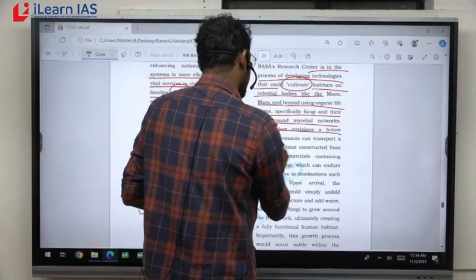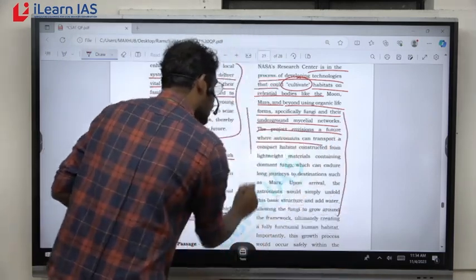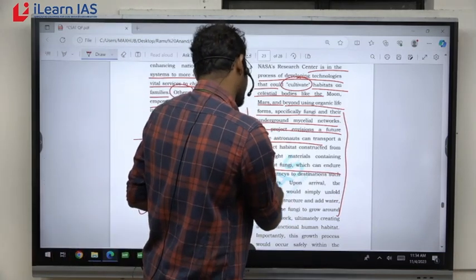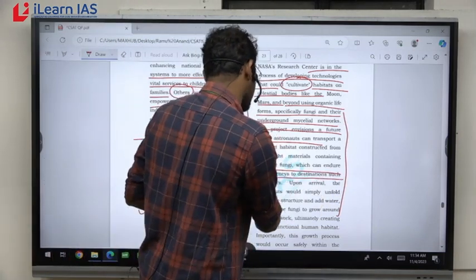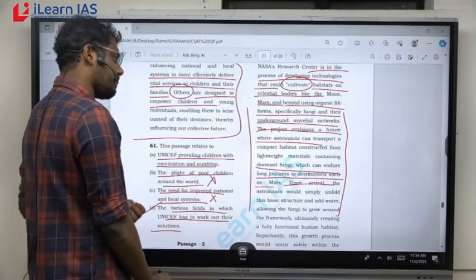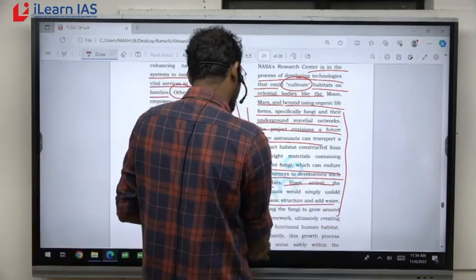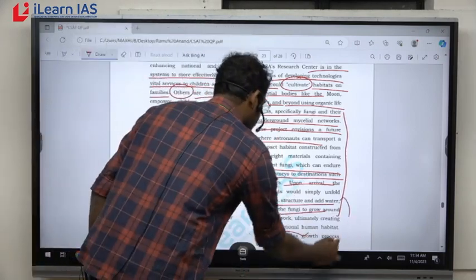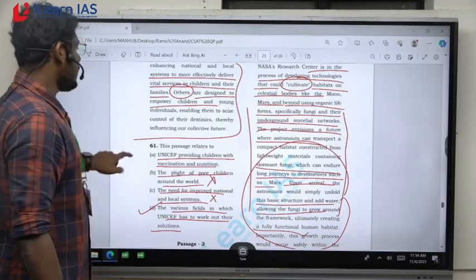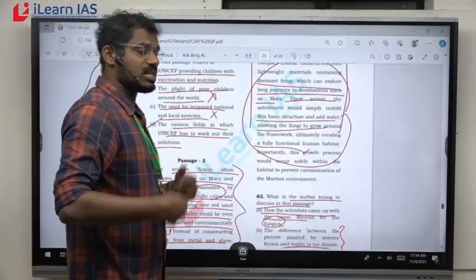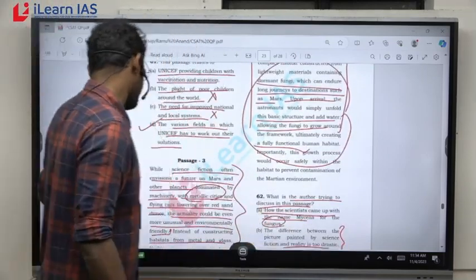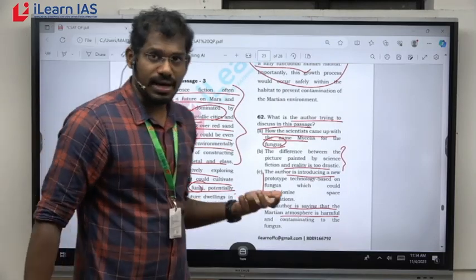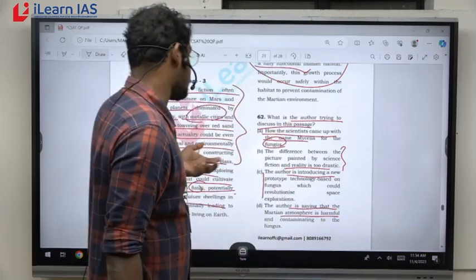The project envisions a future where astronauts can transport a compact habitat constructed from lightweight materials containing dormant fungi which can endure long journeys to destinations such as Mars. Upon arrival, the astronauts would simply unfold this basic structure and add water, allowing the fungi to grow around the framework, ultimately creating a fully functional human habitat. Anyway, the passage clearly mentioned the positive aspect of using structures including fungi for future space exploration.